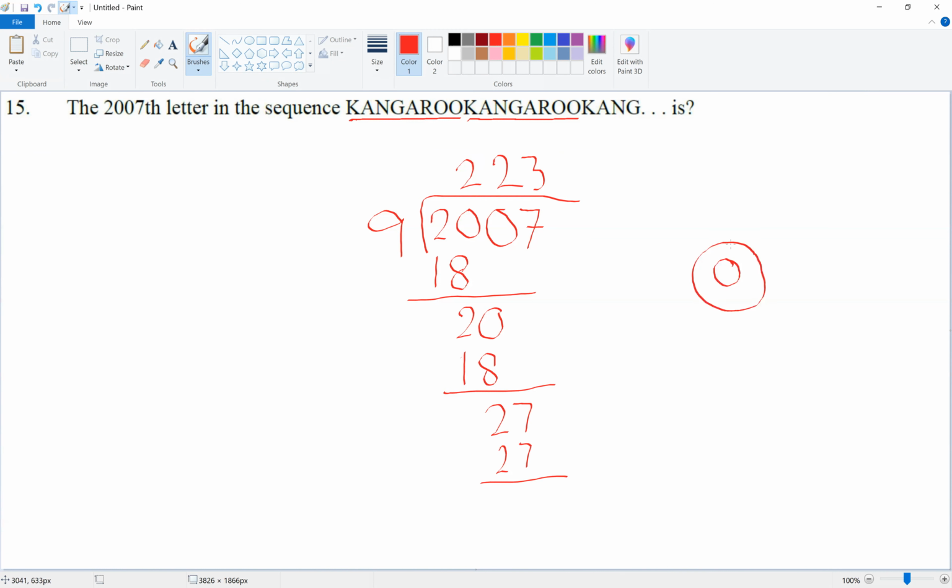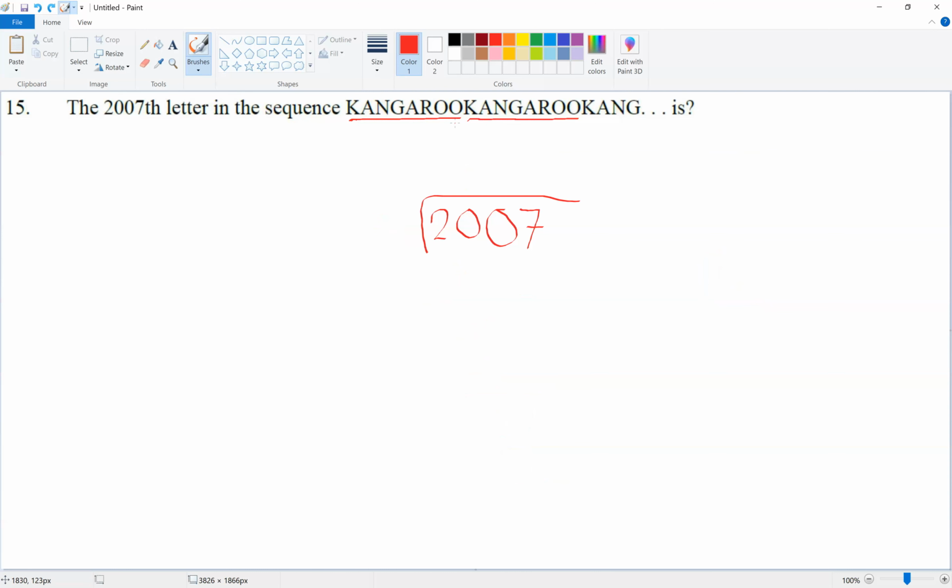Mr. B, are there 8 letters in kangaroo? Oh, I thought she said 9. Maybe she did it wrong. 1, 2, 3, 4, 5, 6, 7, 8. You're right. It's not 9, Aishra. It's 8.